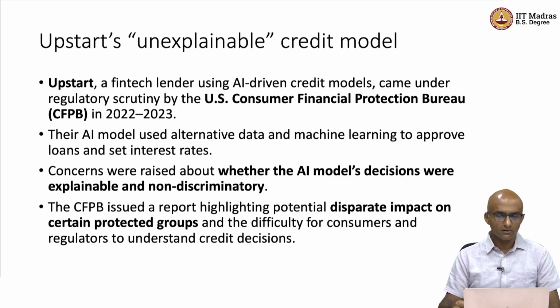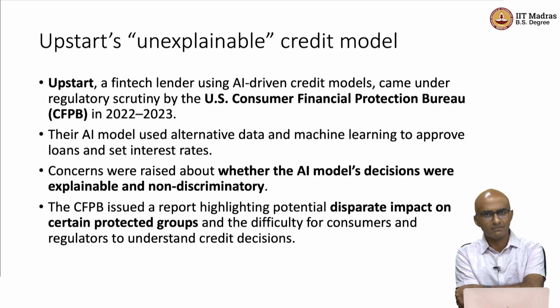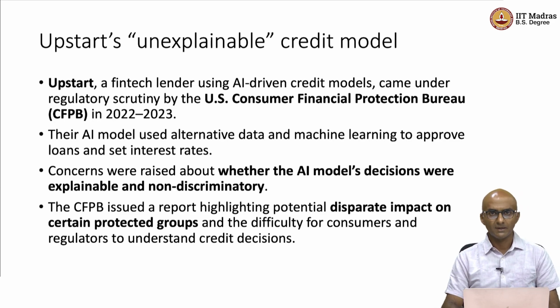So this CFPB, or Consumer Financial Protection Bureau, issued a report highlighting potential disparate impact on certain protected groups, which is just language for saying that certain types of discrimination were happening, especially on vulnerable populations, which should not have been discriminated against, and the associated difficulty for those vulnerable population groups to get credit as a result of Upstart's unexplainable credit model. So that was a report that was actually published as the final outcome, and then Upstart obviously fought against the conclusions of the report, and they also made statements that they have incorporated a lot of the best practices, etc., etc. But this is a very recent development, just a couple of years before.